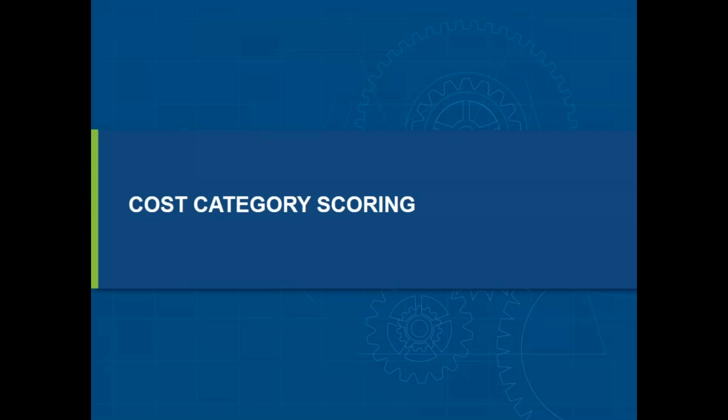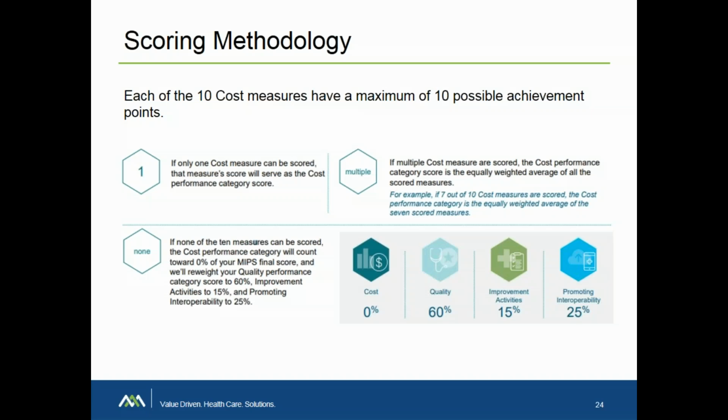Next slide. So we're going to talk about scoring for a minute. Next slide. When it comes to scoring the cost category as a whole, CMS is going to look at the scores on the individual cost measures. If you are only scored on one of the possible measures, then your cost category score will be equal to that one measure score. If you are scored on multiple cost measures, then CMS will average the scores on those measures weighted equivalently across all measures to determine your cost score.